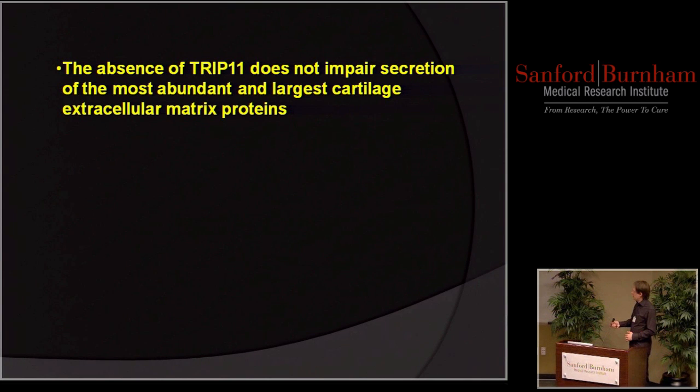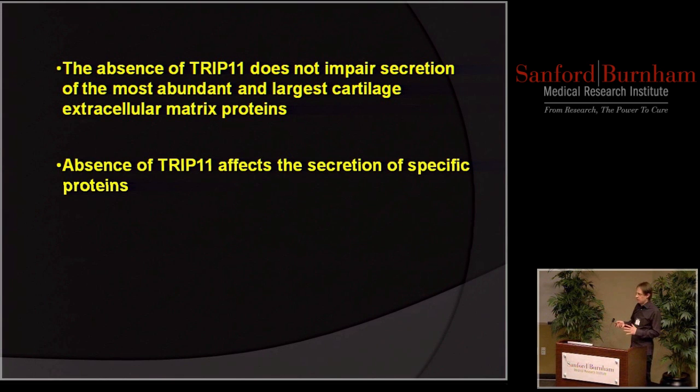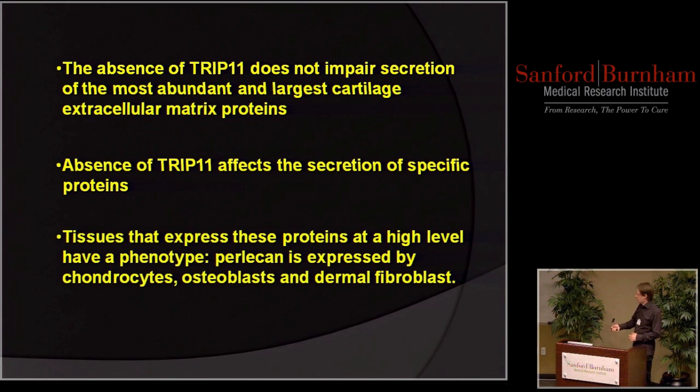So in summary, the absence of 1111 does not impair secretion of the most abundant or the biggest proteins that need to be secreted. However, it seems to affect the secretion of specific proteins. And as I just mentioned, this could explain at least part of the tissue-specific phenotype when you inactivate this protein.